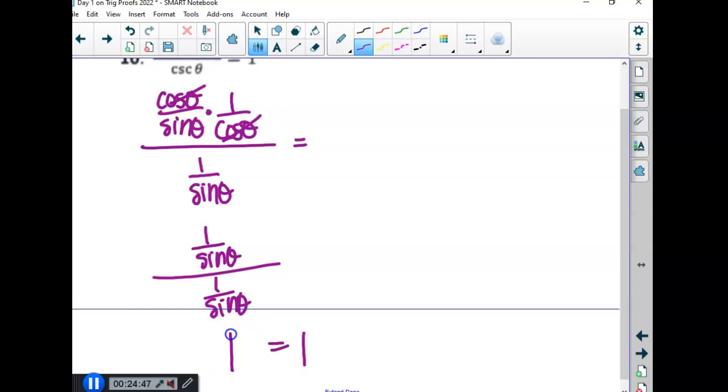You could show me that you're going to multiply by the reciprocal. I don't care. You could multiply top and bottom by sine. Whatever you want to do, but in my mind, anything over itself is just 1, so you don't got to show a bunch of steps.